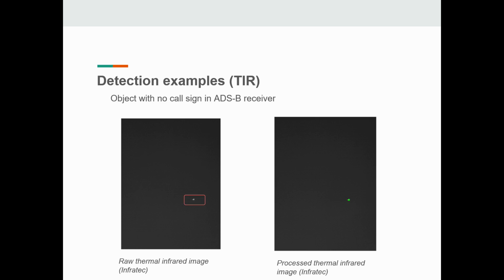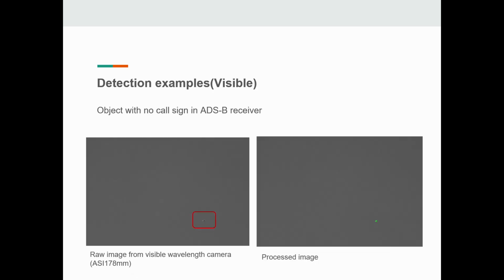These are some examples where we found an object in the image which had no ADS-B call sign. This object is especially peculiar because it looks like a parachute with a cargo attached to it. This is a thermal infrared image, and we have the corresponding object located in the image. This is in visible wavelength, and we have a successful detection here. And please note this object is not present on the ADS-B.